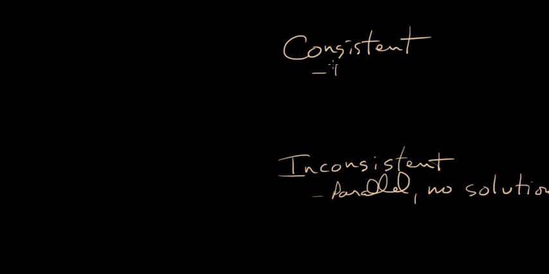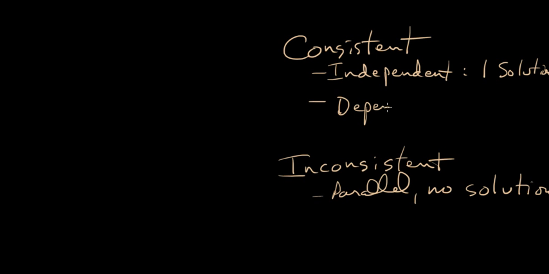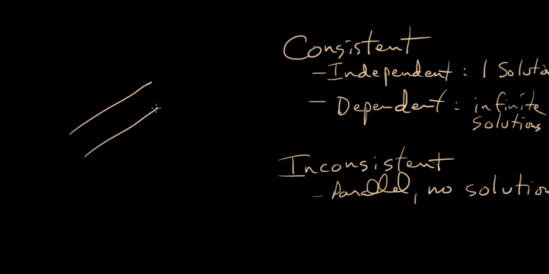Consistent can be either independent, meaning there's one solution, okay? Or they're going to be dependent. And that means there are infinite solutions. So you see, you have two lines here, okay? You got three different possibilities.